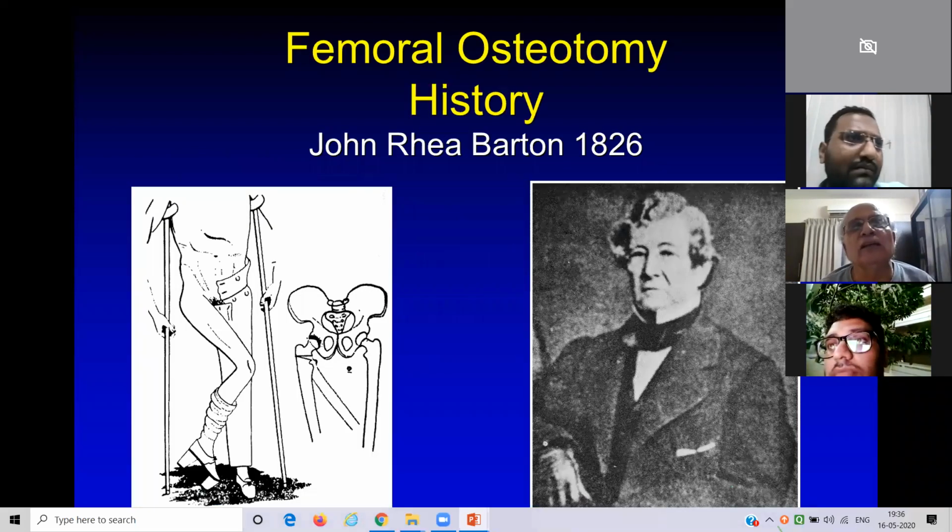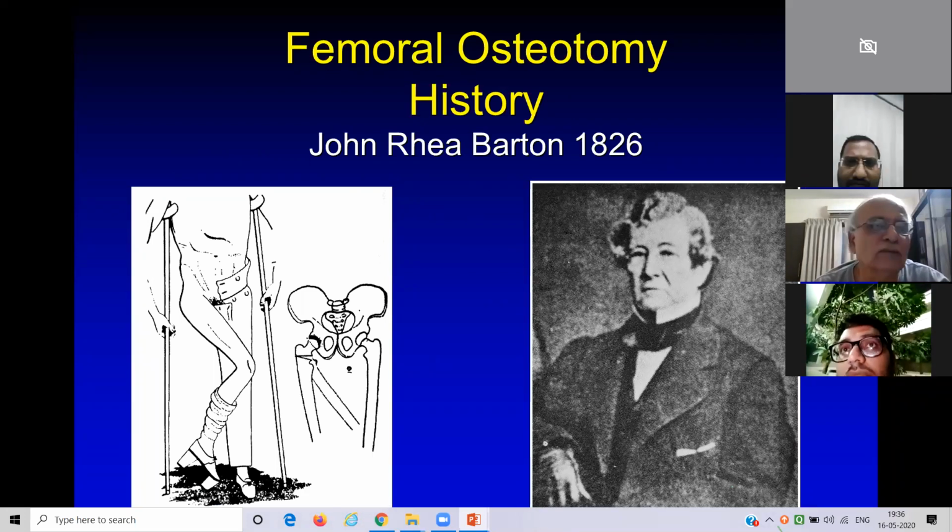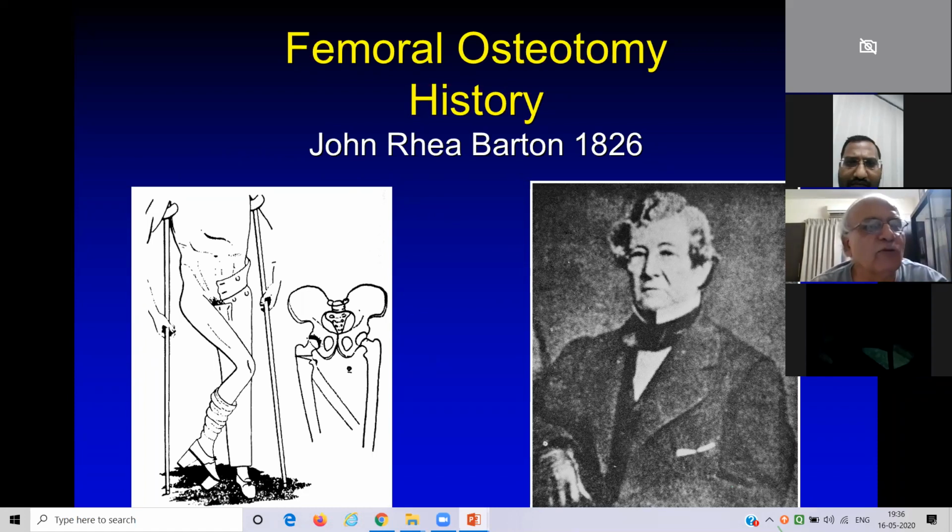Going back to the history, just a few slides, because we don't want to bore you, because this is not very important, but we have to know our ancestors. So the femoral osteotomy was first done by John Rea Barton. He did it in 1826 for a tubercular hip. He was an American surgeon. He just did a corrective osteotomy. That is the time osteotomy started in orthopedics.